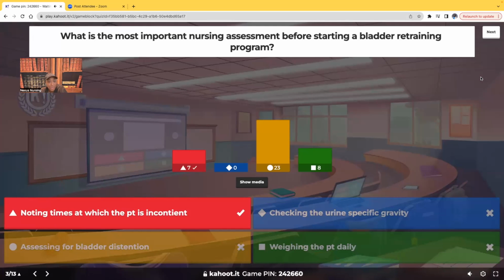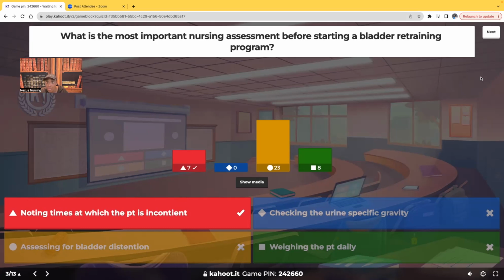Most of you guys chose assessing for bladder distension. You do want to assess your patient for bladder distension, but the question is, what's the most important nursing assessment before you actually start a program? If you're going to start a program to help that patient retrain their bladder, doesn't it make sense? Is it the most important thing to do to actually know, when is that patient incontinent?